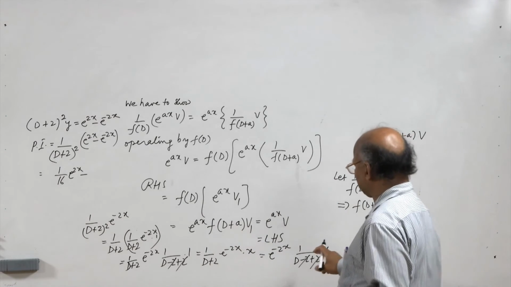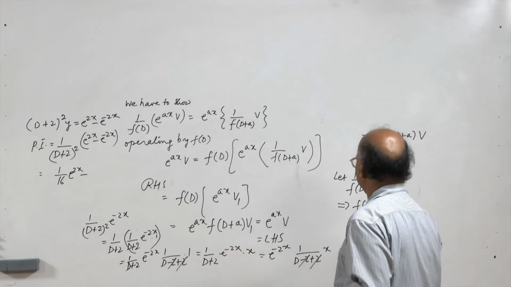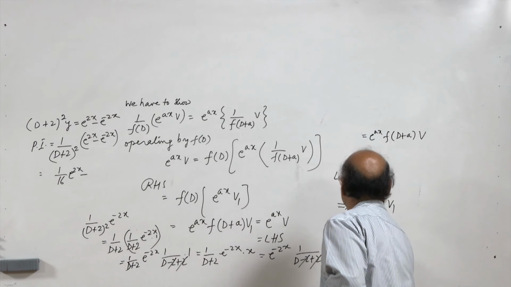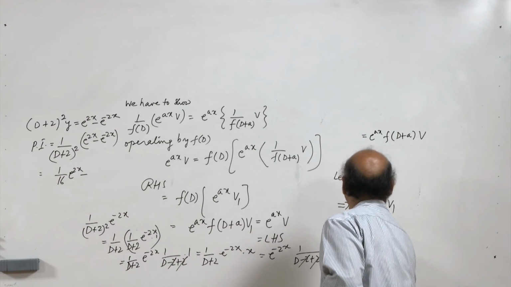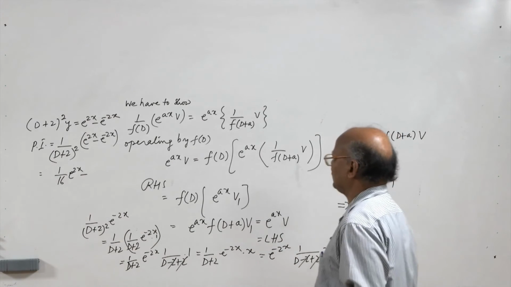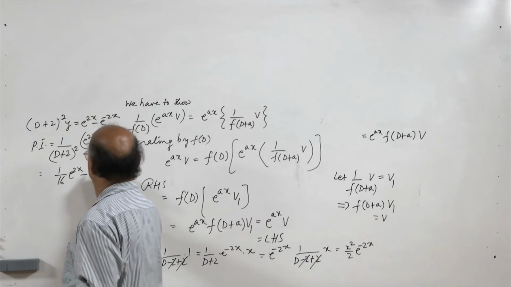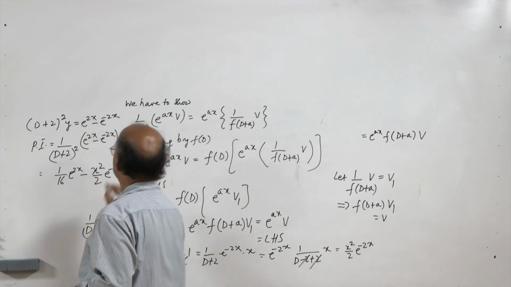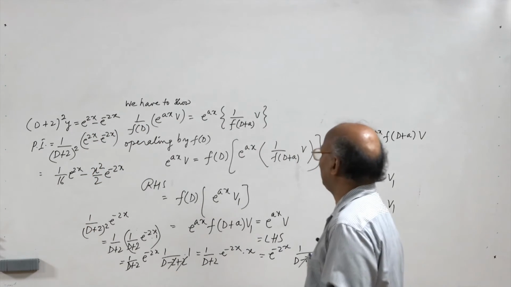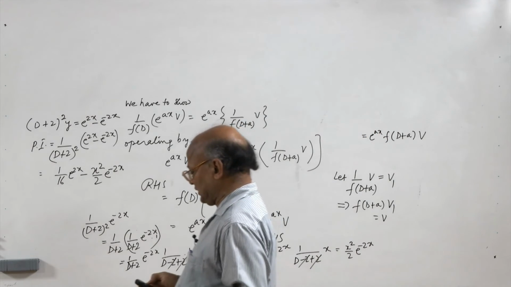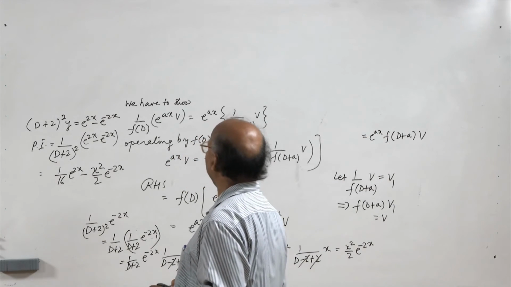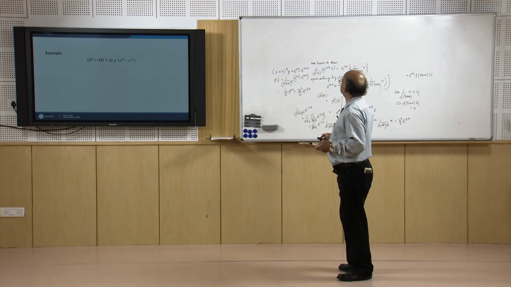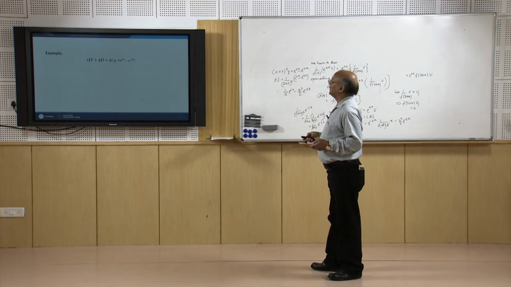Now 1 over d is again the integral, so we have to integrate x. That gives x square by 2, so x square by 2 times e to the power minus 2x, and thus the particular integral is this. So this is how we can make use of this formula in the case where, on replacing d by a in the expression 1 over f d e to the power ax, f a becomes 0.